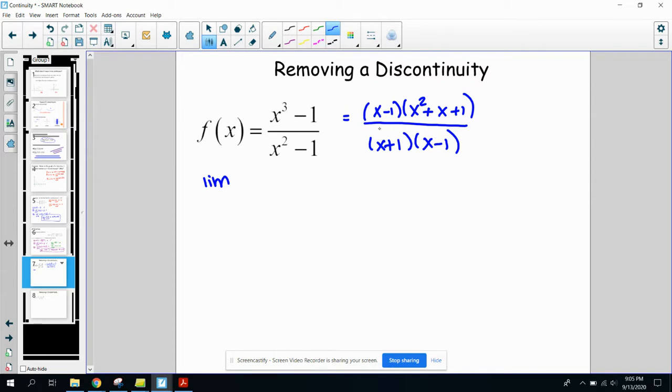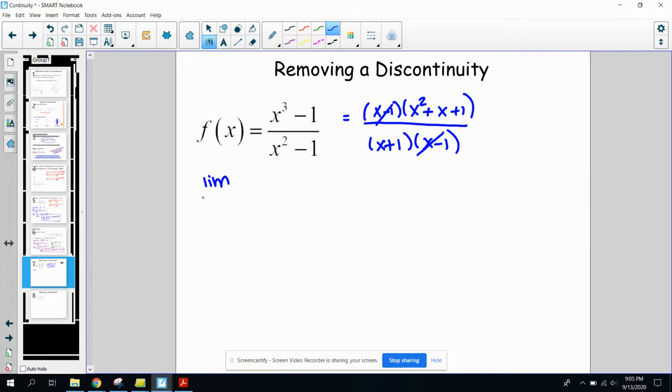So when I look at this, I can see that the x minus 1s cancel out. So that's removable. So when x is equal to 1, I have this removable discontinuity. When x equals negative 1, I have non-removable discontinuity. Okay, but at 1, where I removed it, I can fill in that hole.